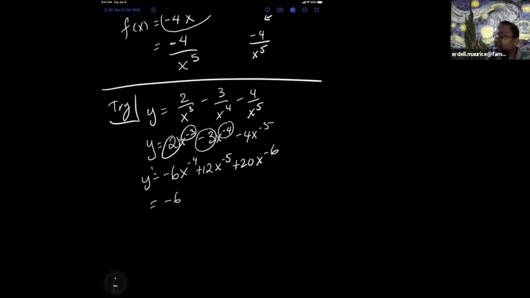Again, we do not leave negative powers, so we return each of our x's to the denominator from whence they came, but then that would mean that my powers would be raised to the 6th power. My powers would be positive.